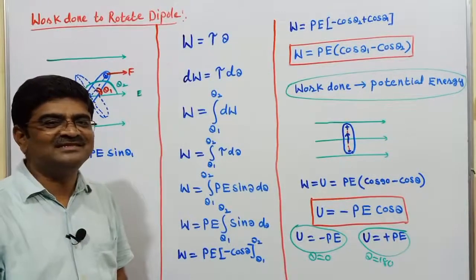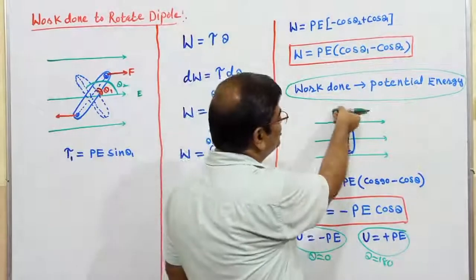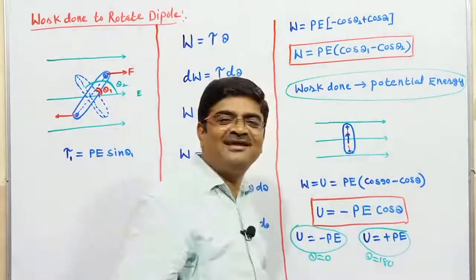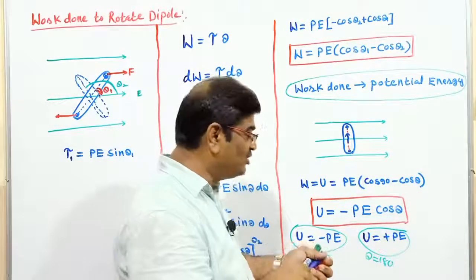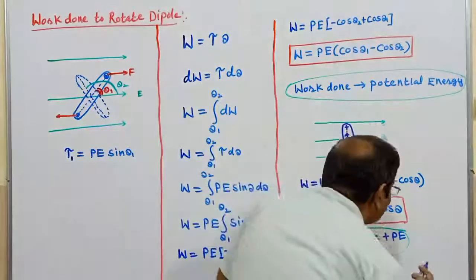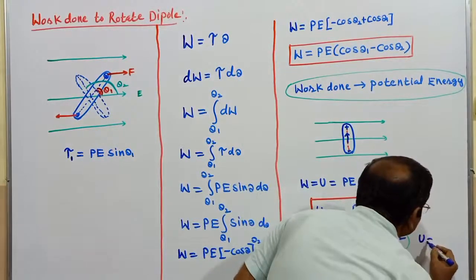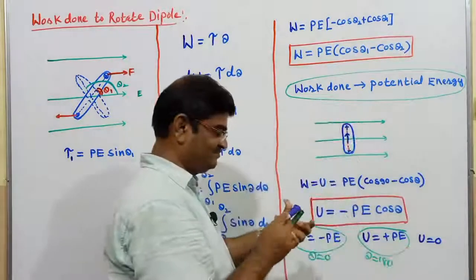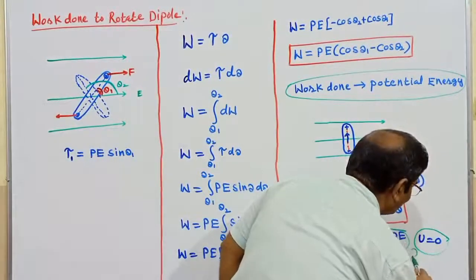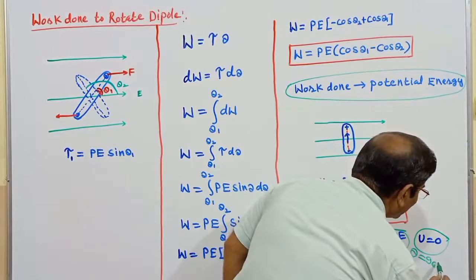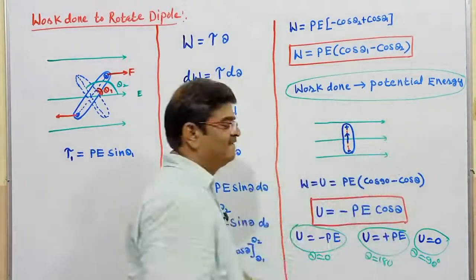And you can see that for theta being 90, cos 90 is how much? 0. For theta being 90, you get potential energy equal to 0. For theta equal to 90, and that's what I was talking about.